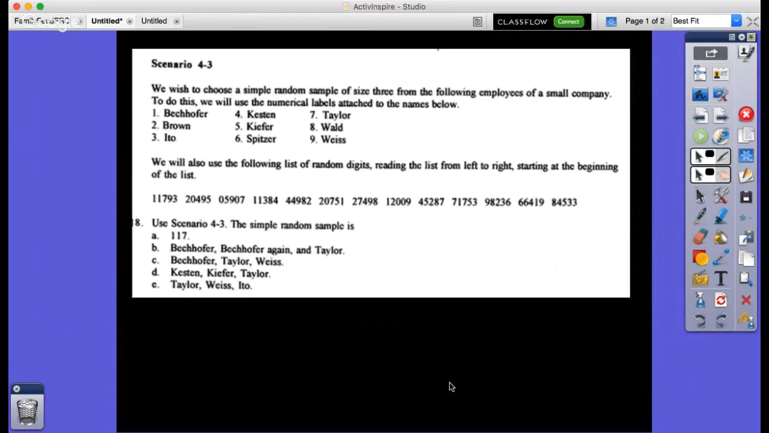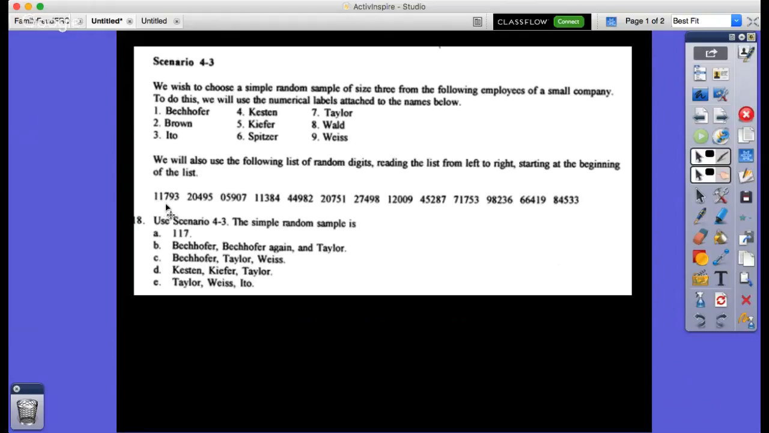Why? Because you see 1, and you can't do 1 again because you already picked her. So 1 represents Betchhofer, my daughter. I can't do that again, so we ignore it. Then we go to 7, it's Taylor, and then 9. Is that Weiss, with an S? Yes, that's exactly right.